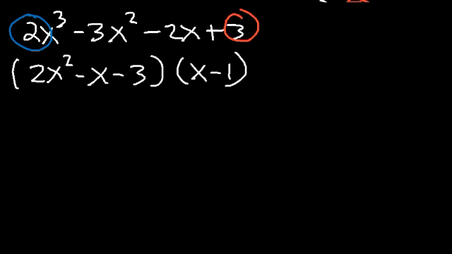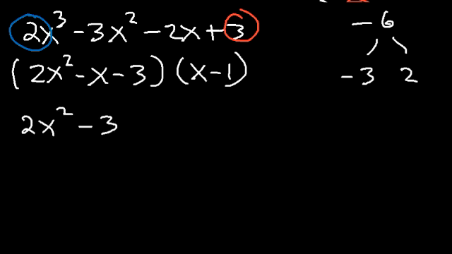2 times negative 3 is equal to negative 6. And you want to find two numbers that multiply to negative 6 but add to the middle coefficient, negative 1. So this is going to be negative 3 and 2. Negative 3 plus 2 adds up to negative 1. So let's replace negative 1x with negative 3x and 2x. And then we can factor by grouping.